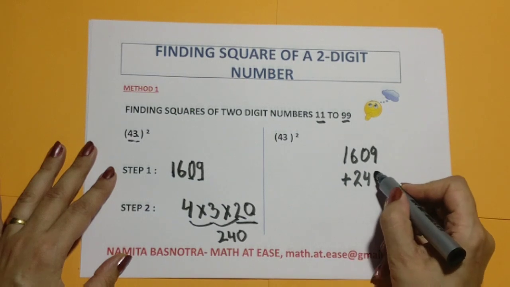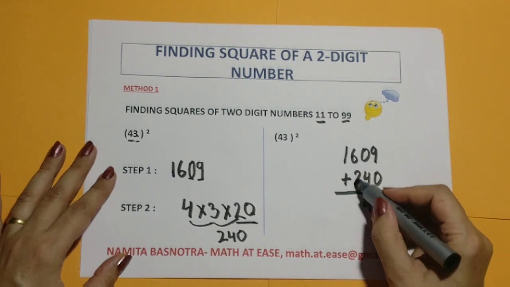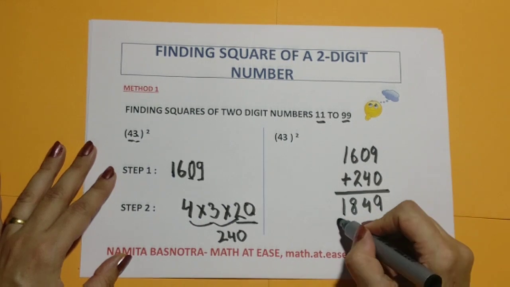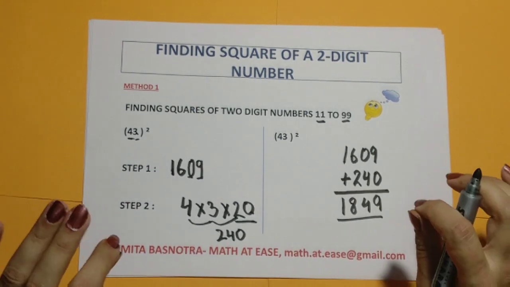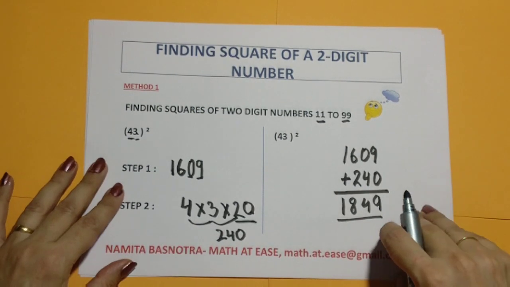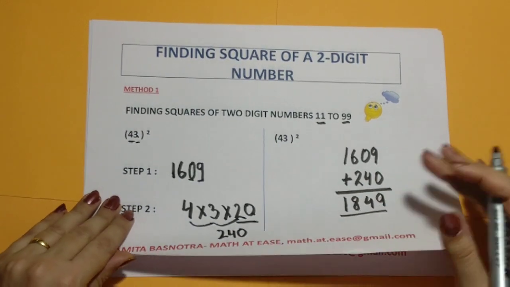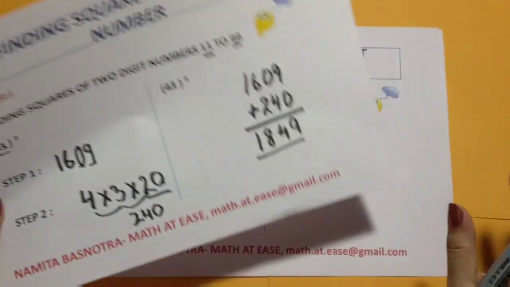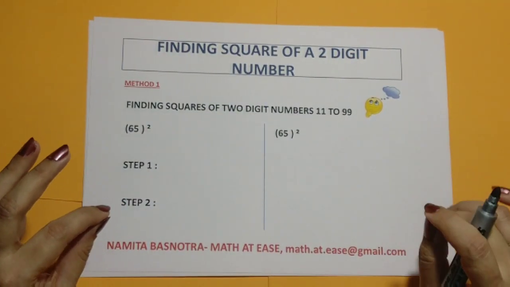After doing this in your mind, you will add this second step, that is 240, and when you add you get 1849. So the square of 43 is 1849. Very simple. It's easier than multiplying 43 into 43. Slowly, if you start doing all these tricks in your mind, they save a lot of time, and every second is important, you know that, in the exams.